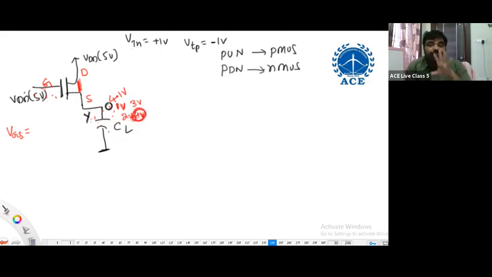What is VDD? 5 volts. What is logic 1? 5 volts. To pass a logic 1, if I am using an N channel MOSFET, it is not getting a strong one. What is a strong one? 5 volts. Now we are getting only 4 volts maximum at the output node.